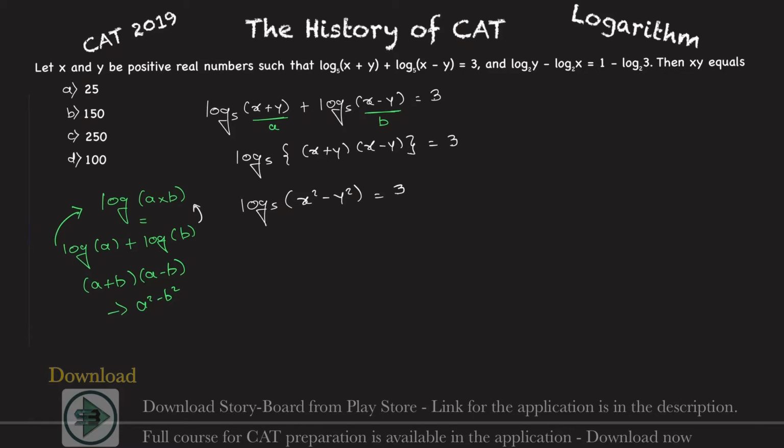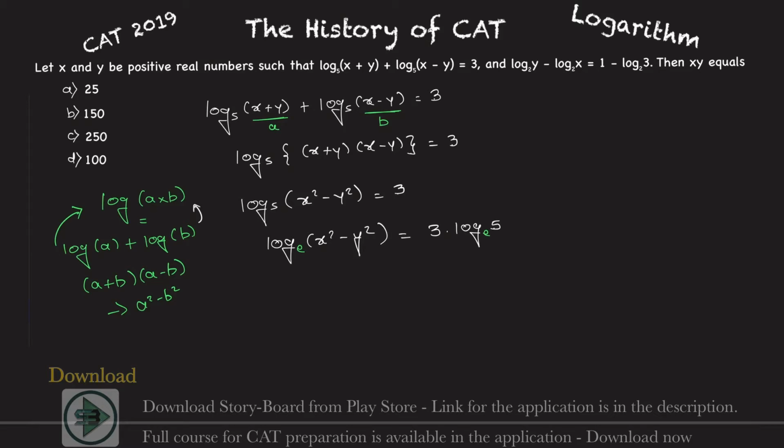What else can I do here? Can I make them to be base e? So I'll write this as log of (x square minus y square) upon log 5, right? I can write this as upon log 5, which I'll take here. So I'll write it as 3 into log 5. Now both of them are to the base e. If you can see it here, both of them are to the base e. So I changed the base from base 5 to the base e.